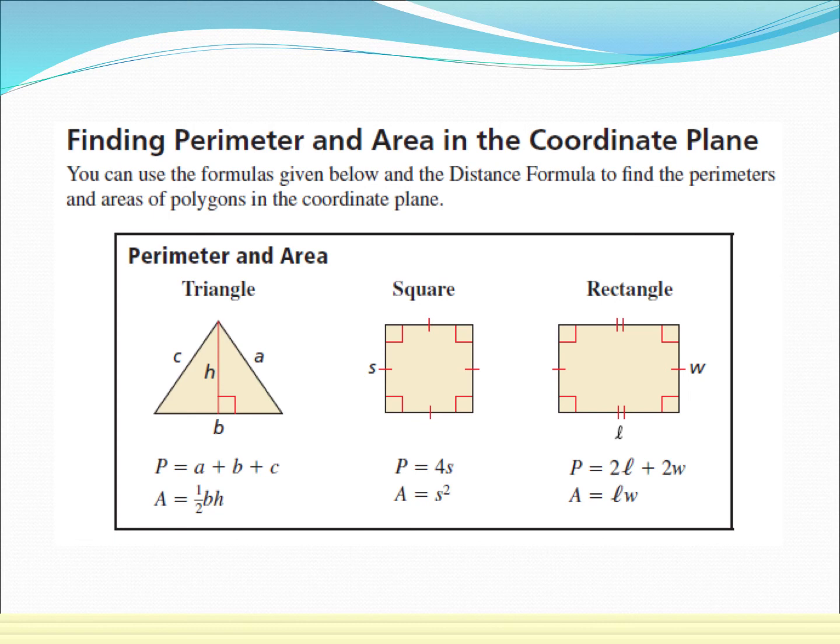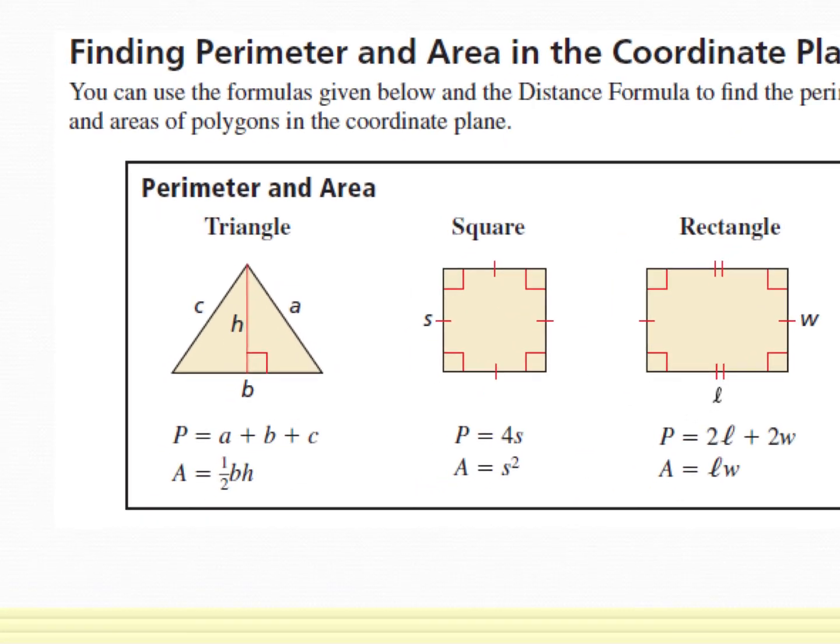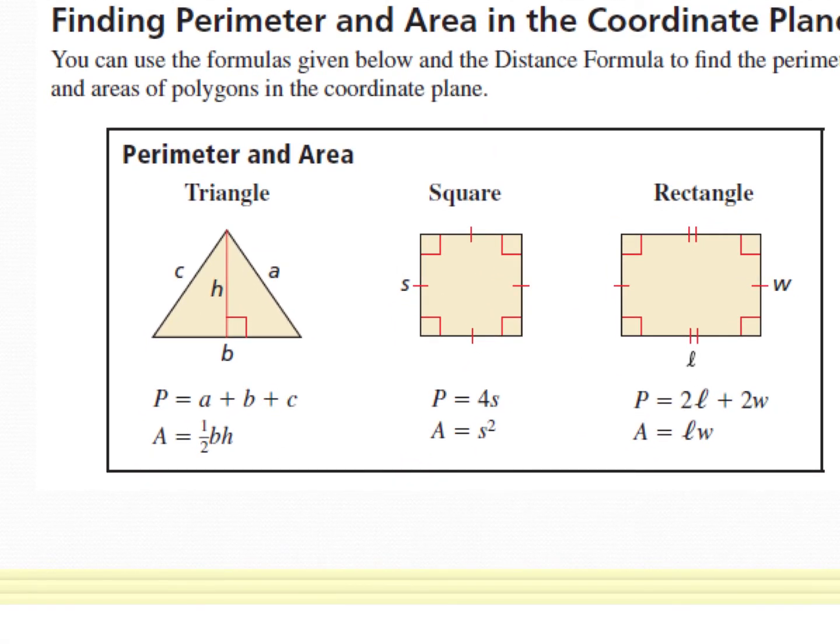So when we want to find the perimeter of a triangle, notice here the formula is just adding up all three sides, A plus B plus C. The formula for area of a triangle is 1/2 base times height. Or you might have also memorized it back in your pre-algebra days as base times height divided by 2. Either one works. Then the middle one is a picture of a square.